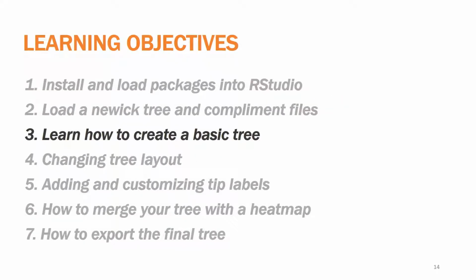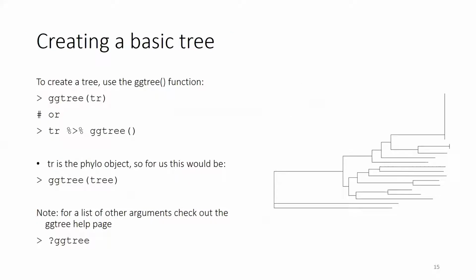Next, we're going to learn how to create a basic tree. At its most basic form, the function is ggtree with the tree in brackets, and we called that tree. So just ggtree(tree), and this is our basic output. If you want to add other arguments, there's a whole list of different arguments to expand on what we're talking about today. You can look at the ggtree help page as well.